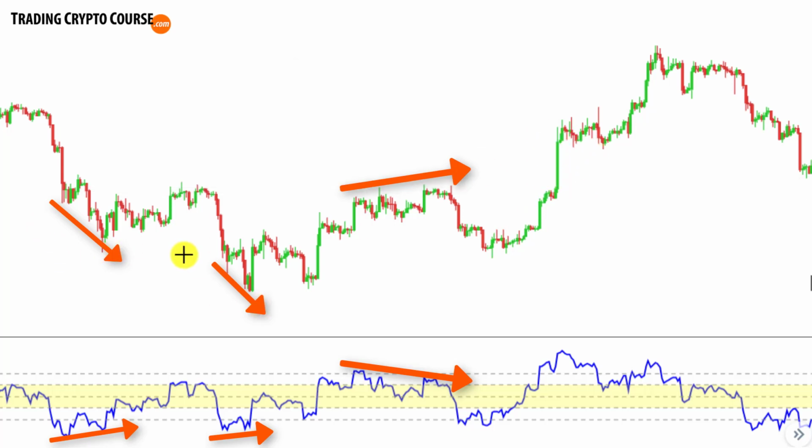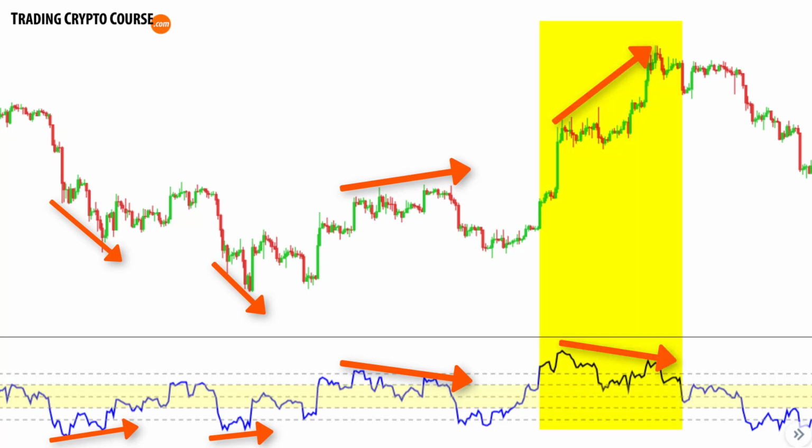And you see how divergences helped us along the way to paint a better picture and to avoid getting stuck in a retracement instead. And these divergences also help us determine the end of a trend or a possible exit level, just as you see over here.